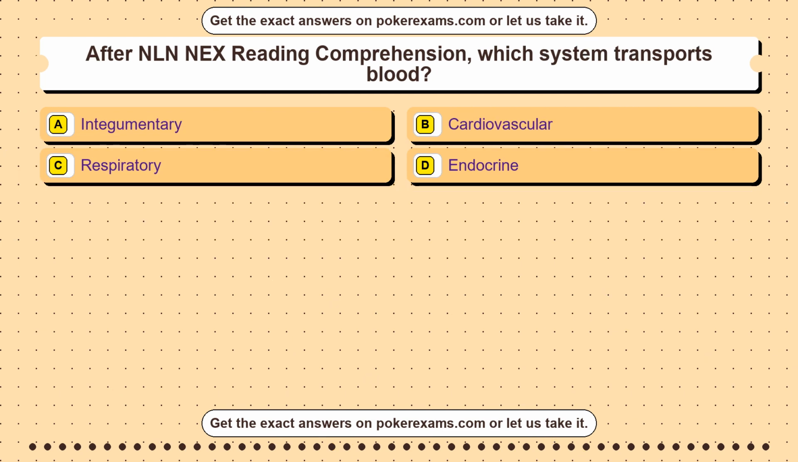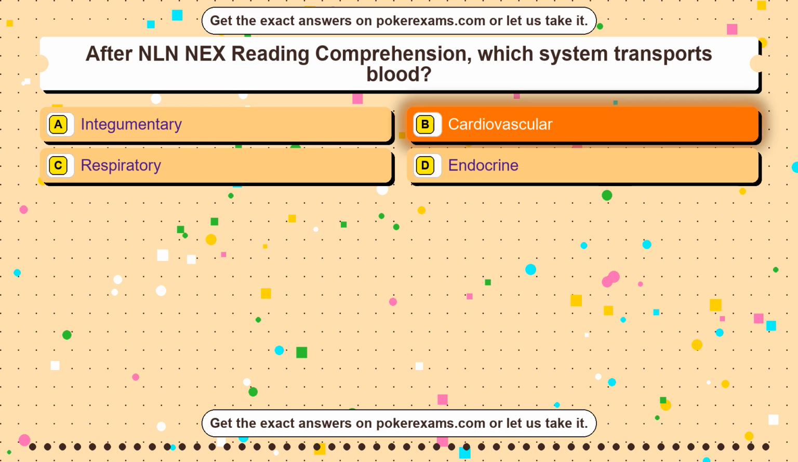Question 36. After GED probability practice, which slope is shown by rise 6 and run 3? Option A: 9. Option B: 2. Option C: 3. Option D: 6. The correct answer is option B.